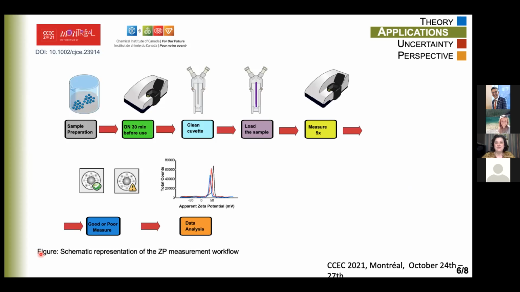So the quick setup follows all these steps. First of all, you have your sample preparation, and before you start your measurements, you have to turn the equipment on at least 30 minutes before use to have it stabilized. You have to use a clean cuvette, load the sample, and make at least 5 measurements. All of these are in the software setup of the measurements.